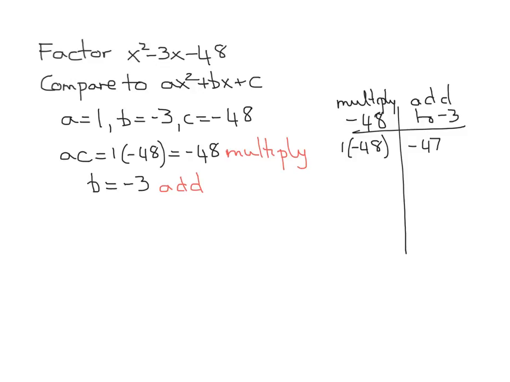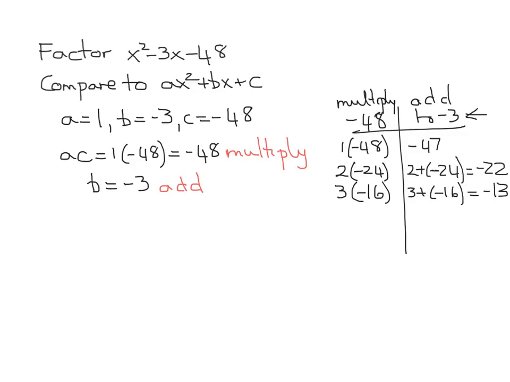So now, does 2 divide into 48? Yes, 24 times. So 2 times negative 24 is negative 48. And what is 2 added to a negative 24? Well, that is negative 22. So that is not the number that I'm looking for up here. So just keep going. Does 3 go into 48? Yes, 3 times negative 16 is negative 48. And what's 3 plus a negative 16? It is negative 13. I'm getting closer.